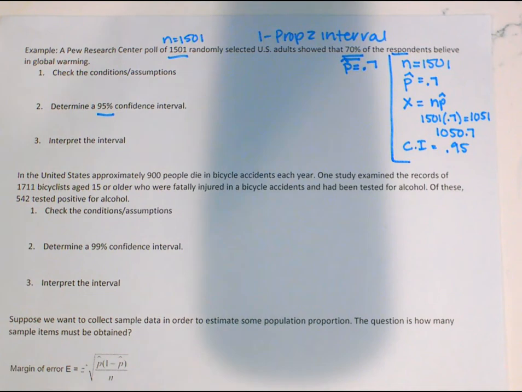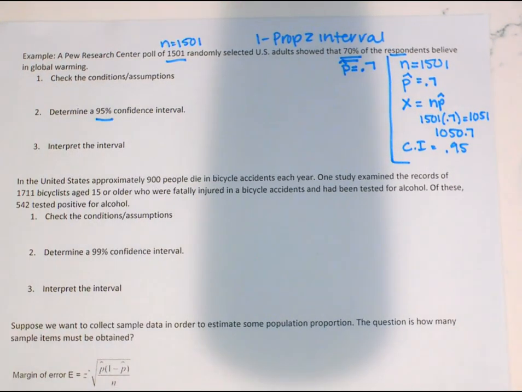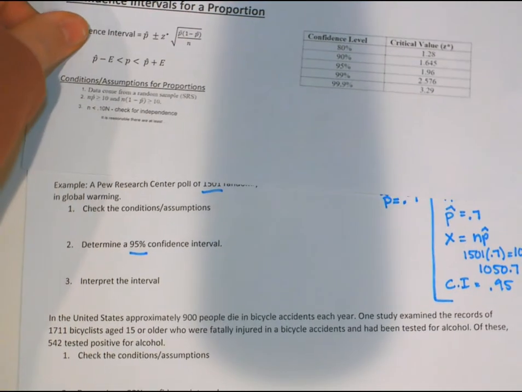We're going to check our conditions, and then we're going to run our confidence interval and interpret that. So first we figure out what variables we need. Now we need to check those 3 conditions that are on the front. So again, these were on the front page.